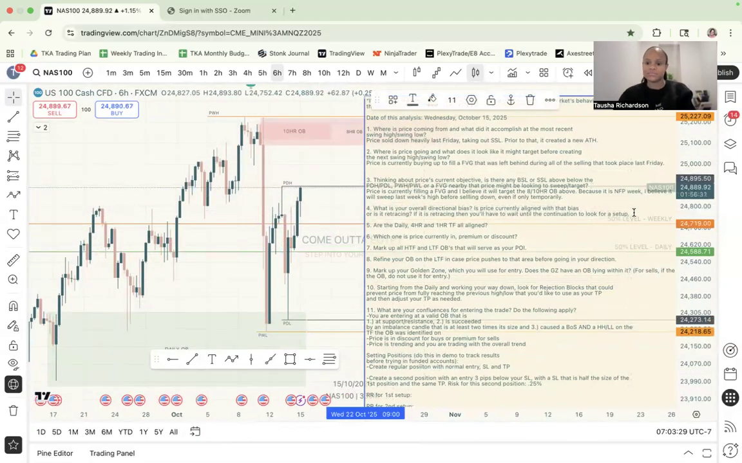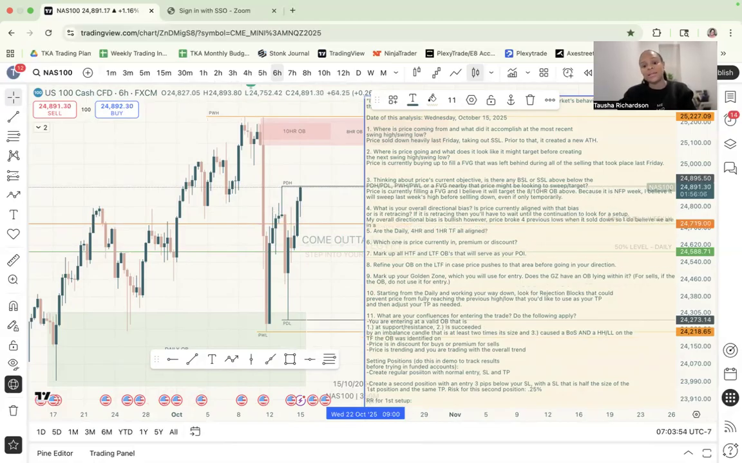Okay, so overall directional bias. My overall directional bias is bullish. However, price broke, how many lows did we say? 1, 2, 3, 4. It broke 4 previous lows when it sold down. So I do believe we are in a short-term downtrend. Okay, I'll say it like that.